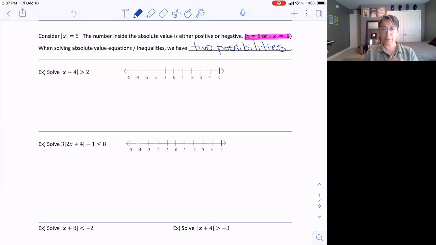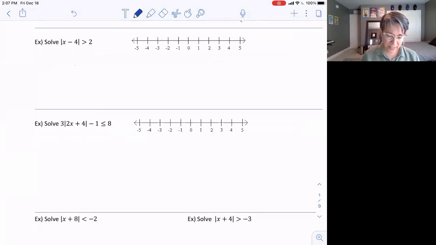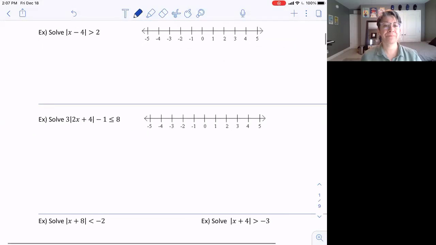Remembering that an absolute value on the inside could be a positive version or a negative version helps you to remember that you're looking for two possible solutions and also how to look for those solutions. Okay, so let's take a look at this example here. We're going to look at it algebraically first. So we want to solve the absolute value of x minus 4, that quantity being greater than 2.